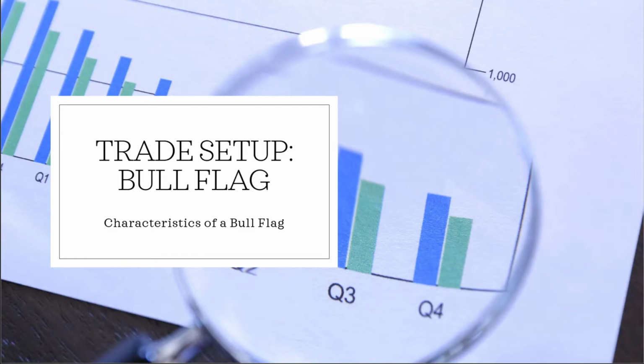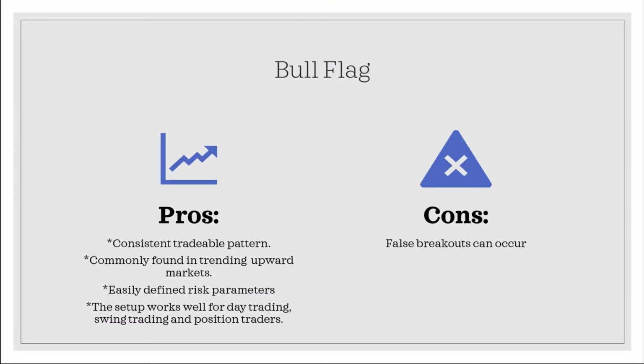Alright, so now let's go over the bull flag setup. The pros of the bull flag: it's a consistent tradable pattern, and it is very commonly found in trending upward markets. It happens very often. Some traders, this is the only setup they focus on, and they make a living off of it. It has easily defined risk parameters. It's very easy to see where your stop should be, and it works very well for day traders, swing traders, and position traders. The only con I could think of is that sometimes we have false breakouts, and that's whenever it will break out of the compression zone and then completely turn back around and start making lower lows.